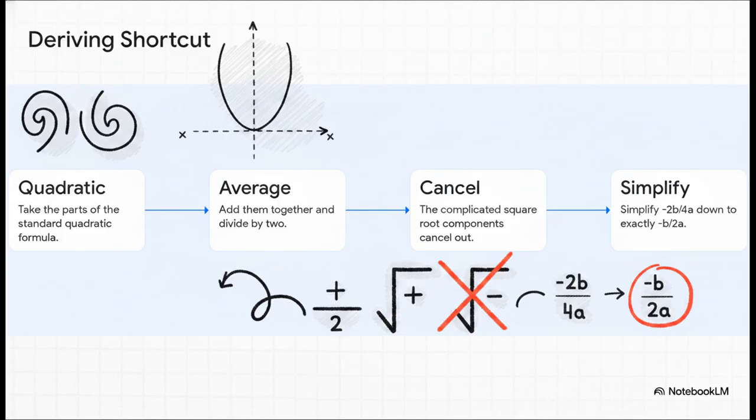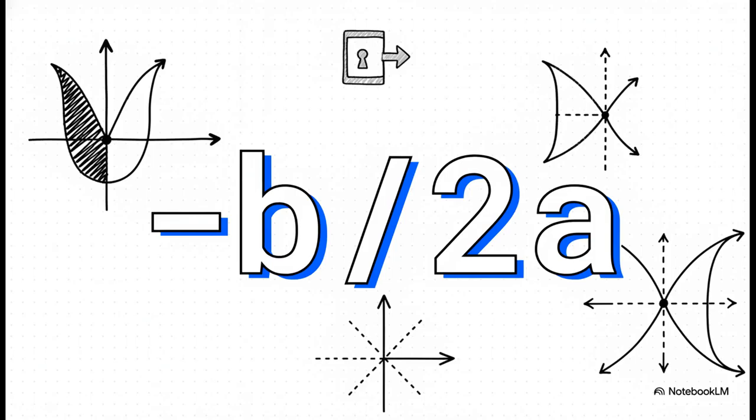Now, watch what happens when we do something a little clever. We already know the standard quadratic formula gives us those x-intercepts, so to find the exact middle of them, we just average them. And here is the magic part. When you add those 2 messy parts together and divide by 2 to find the average, those complicated plus and minus square roots, they completely cancel each other out. Just poof, gone. What we're left with is negative 2b over 4a, which simplifies beautifully. And that brings us to negative b over 2a. That's it. That's your cheat code right there.